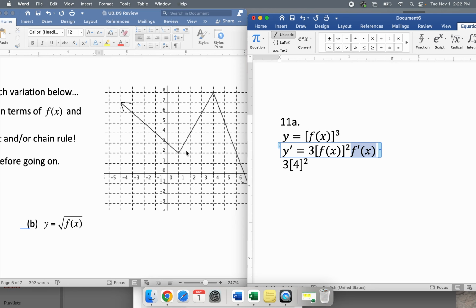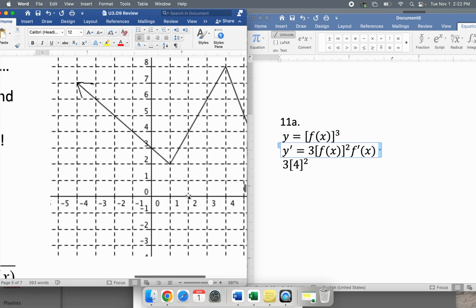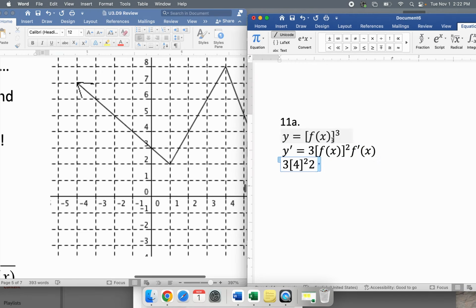So what's f prime of 2? Well, this is a graph of f. f prime at 2 is just the slope at 2, right? So what's the slope at 2? Well, this whole thing's a line. The slope is very clearly just 2. So f prime of 2 is 2.